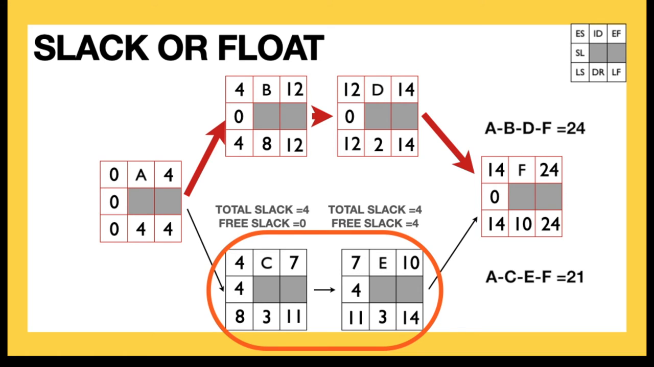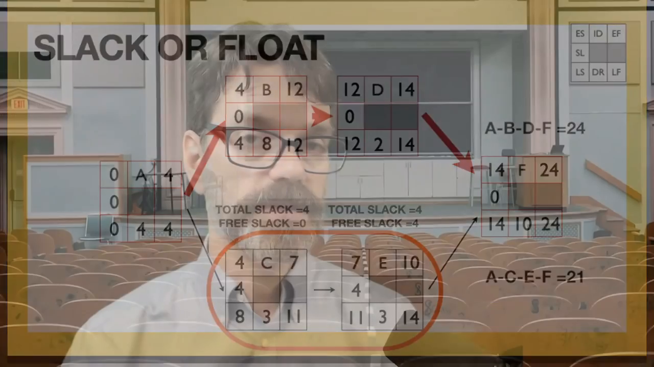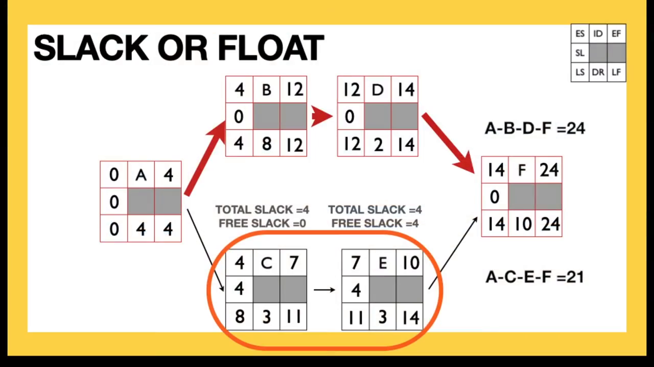And it's important to keep track of that because you may have scheduled somebody to be on site to do the work of E that is waiting for C to get done. And they may be just sitting there twiddling their thumbs for an extra day if you're not monitoring this closely. So we are interested to know not only what is the total slack, but what is the free slack for our various tasks.